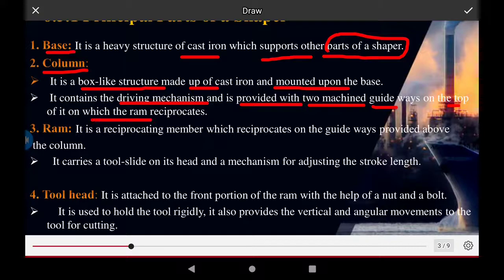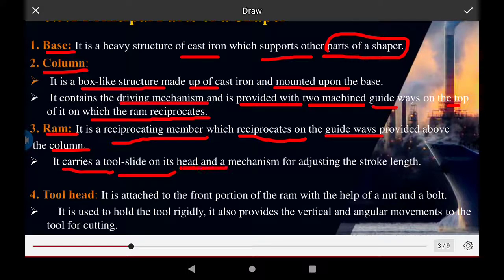Ram. The ram is the reciprocating member which reciprocates on the guideways provided above the column. It carries the tool slide and the head mechanism, adjacent to the stroke length, and the tool head.